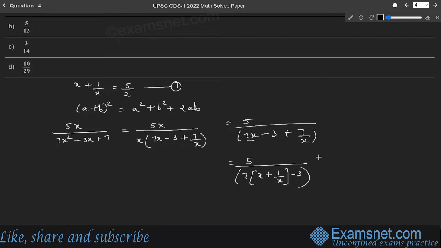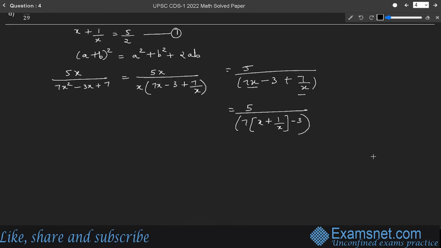You can see that here also 7 is common and x is also common. So taking 7 outside, it will be 7 into (x plus 1 by x) minus 3. Now from equation 1 we know that x plus 1 by x equals 5 by 2. So putting the value here, it will be equal to 5 upon 7 into 5 by 2 minus 3.